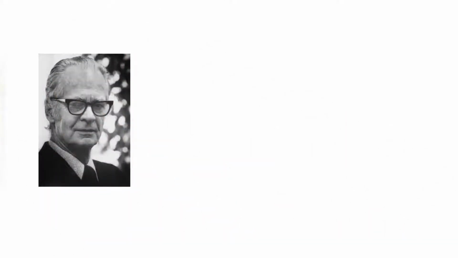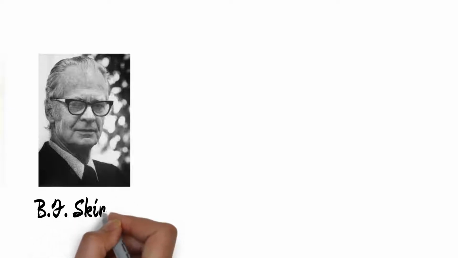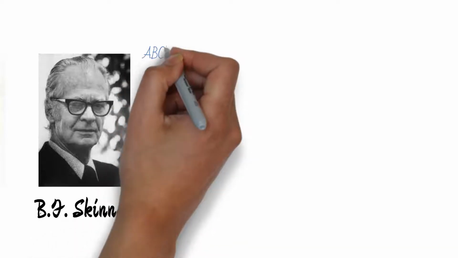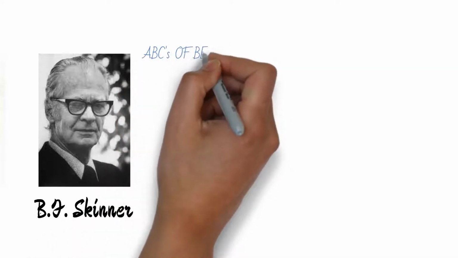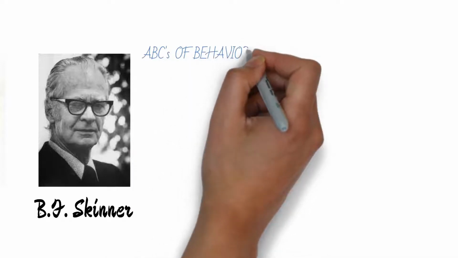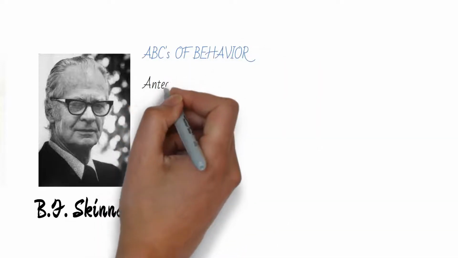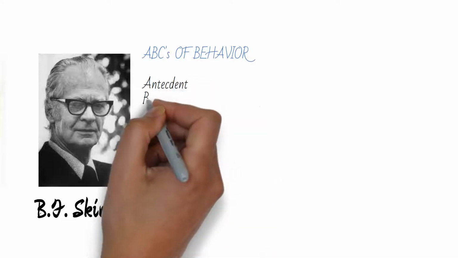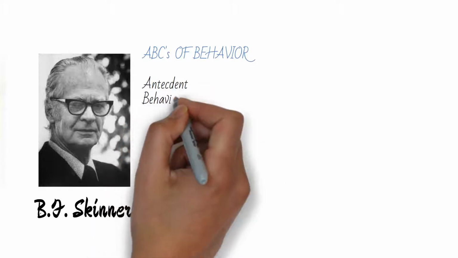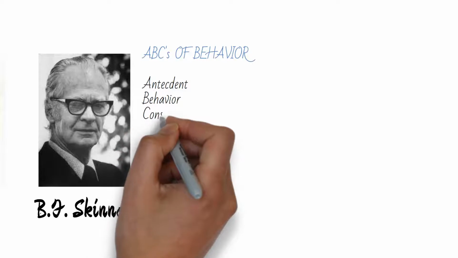Another prominent psychologist in operant conditioning was B.F. Skinner. He designed the ABCs of behavior. First, we have the antecedent, a stimulus, or what comes before the behavior. Next, we have the behavior, or the response, to the antecedent. Lastly, we have the consequence.